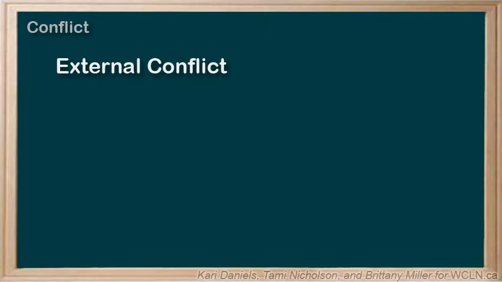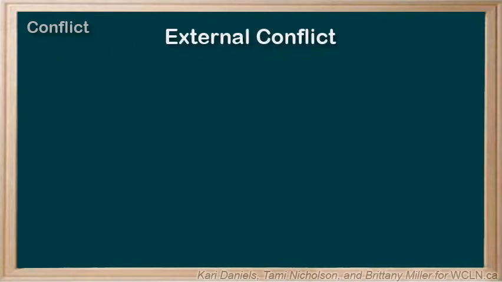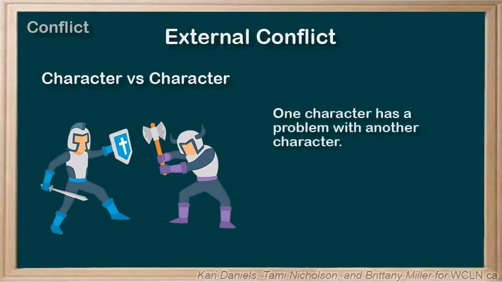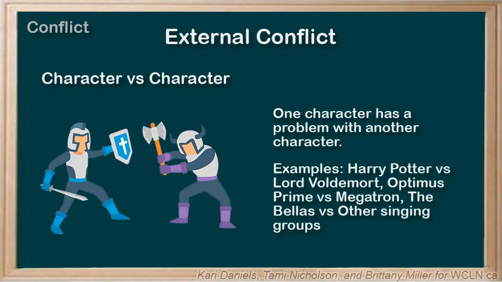There are three types of external conflict. The first is character versus character. This type of conflict occurs when one character has a problem with another character in the story. Think of Harry Potter and the One Who Must Not Be Named, aka Voldemort, or Optimus Prime versus Megatron in Transformers. Character versus character conflict can also include many characters in conflict with other characters. Think of the movie Pitch Perfect, where the singing group, the Bellas, compete against other singing groups.